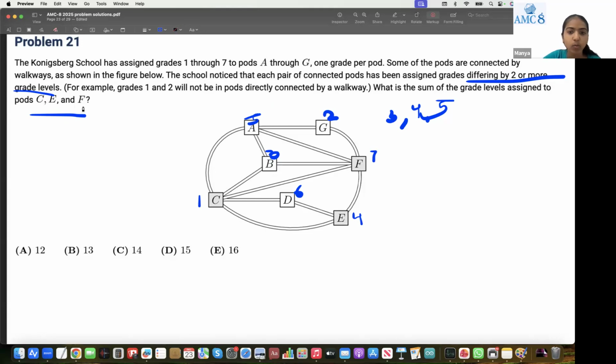So they're asking us, what is the sum of the grade levels assigned to pod C, which is 1, plus E, which is 4, plus F, which is 7? So 1 plus 4 plus 7 gives us 12. Therefore, our answer is A.